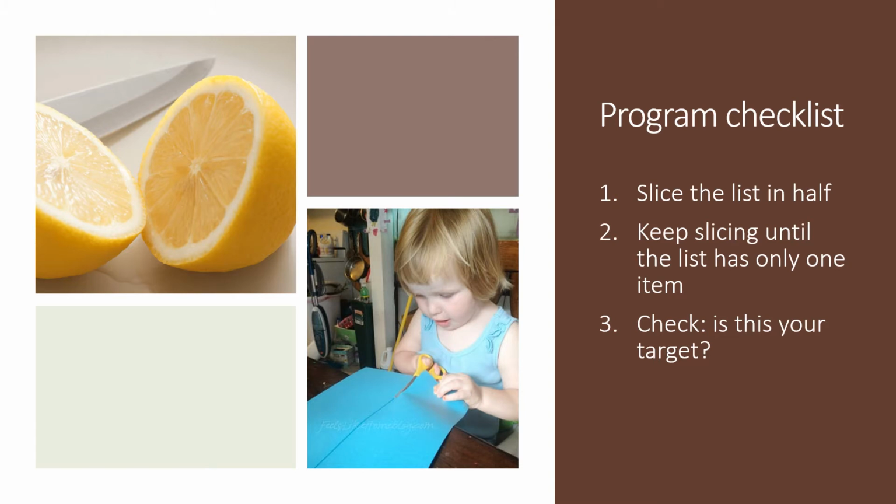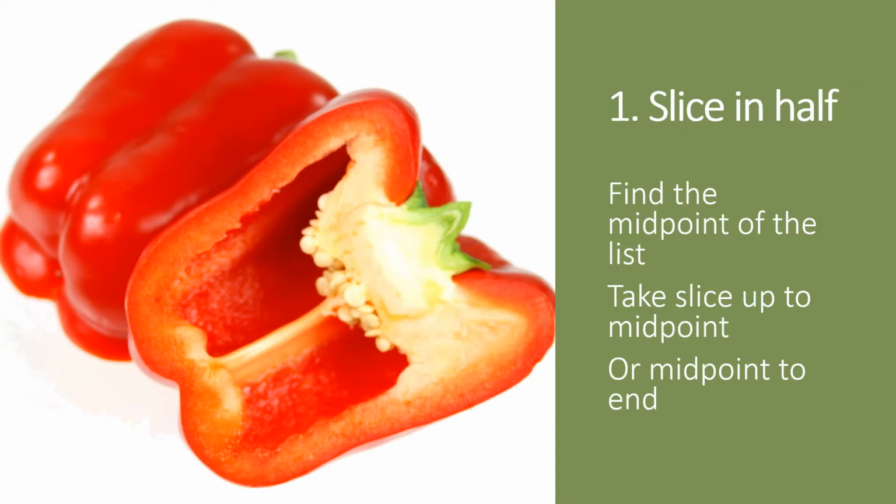So here's a checklist of the 3 things our program must do, and we'll work through these one after the other. We're going to slice the list in half and only keep one half or the other. We're going to keep doing that until the list has only one item left in it. And when our list is down to a single item, we're going to check whether that single remaining item is the search term, our target. So let's do the first of these, and we're just going to write the code as we go.